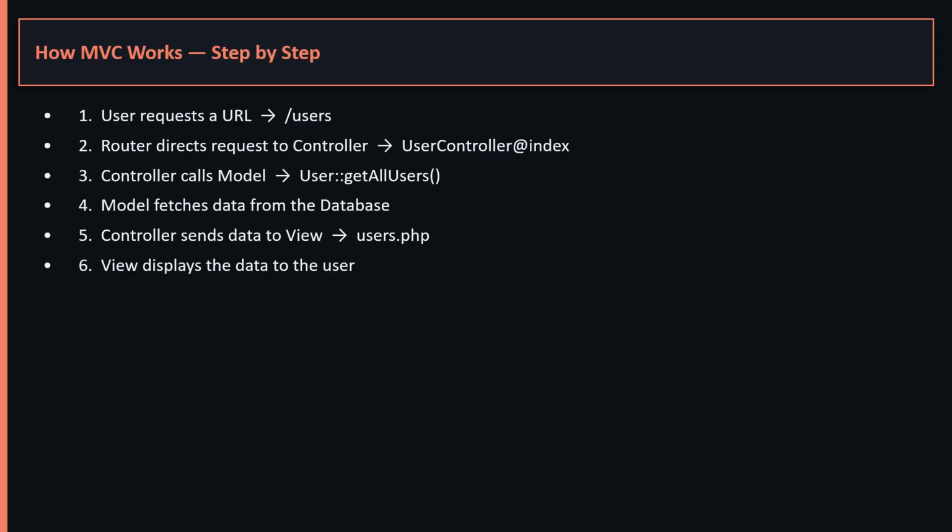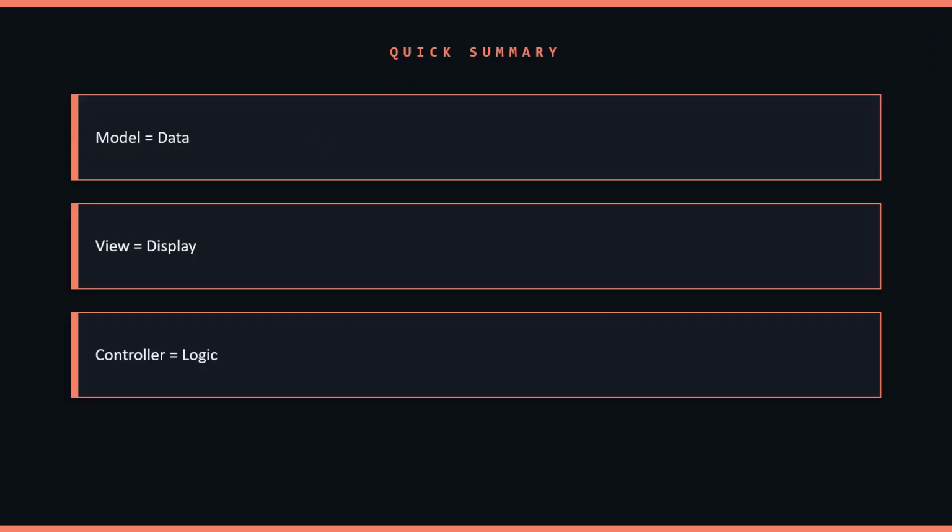First, the user requests a URL, for example, /users. Second, the router directs the request to a controller, that is, the users controller's index. Third, the controller calls the model, users, get all users. Fourth, the model fetches data from the database. Fifth, the controller sends the data to the view, for example, users.php. And sixth, the view displays the data to the user. So the quick summary is: model is data, view is display, and controller is logic.